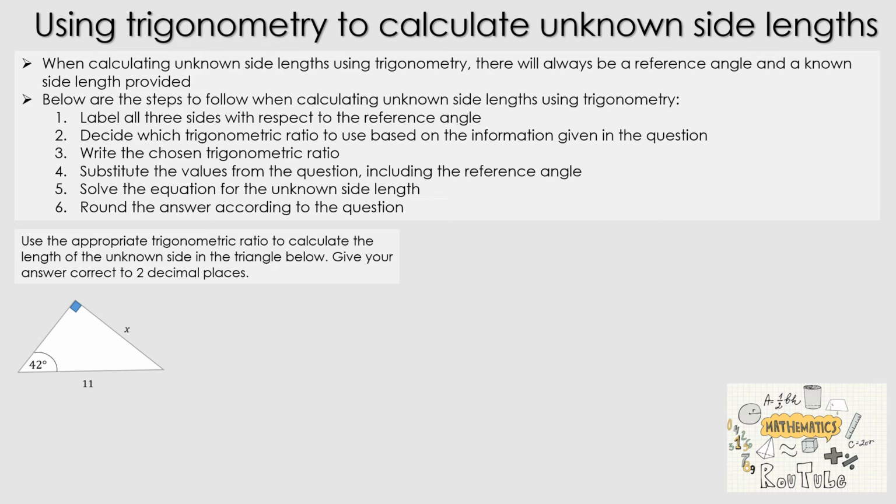Use the appropriate trigonometric ratio to calculate the length of the unknown side in the triangle below. Give your answer correct to 2 decimal places. So we need to round to 2 decimal places. Now, let's have a look at the steps. Below are the steps to follow when calculating unknown side lengths using trigonometry. The first step is to label all 3 sides with respect to the reference angle. We know what the reference angle is. Sometimes we're going to see it as theta, which is an unknown angle, or sometimes we will be provided with the angle, which we have been on this occasion, which is 42 degrees. So opposite the reference angle is going to be O.